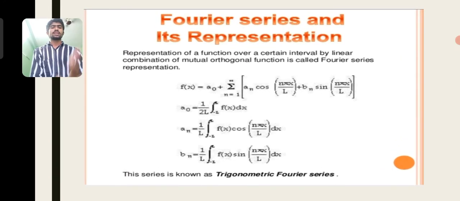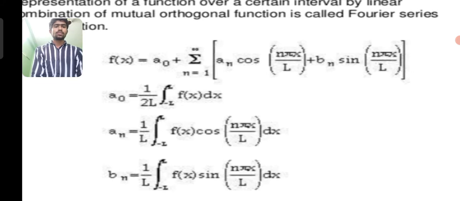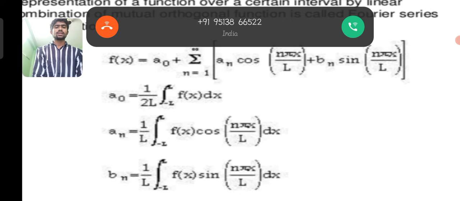Next, the Fourier series and its representation. Representation of a function over a certain interval by a linear combination of mutually orthogonal functions is called the Fourier series representation, where f(x) equals a0 plus the sum from n equals 1 to infinity of (an cos(n pi x / L) plus bn sin(n pi x / L)), where a0 is 1 by 2L times the integral from minus L to plus L of f(x) dx, and an equals 1 by L times the integral of f(x).